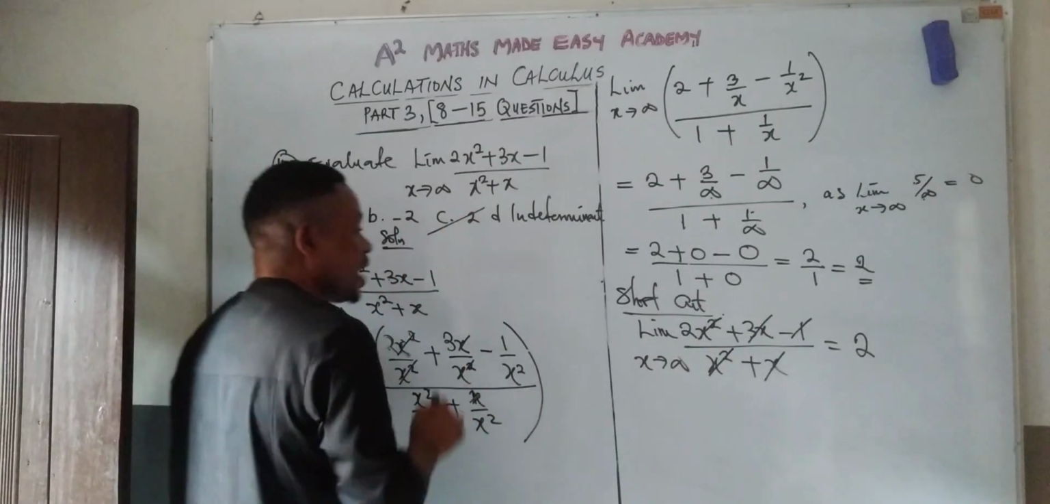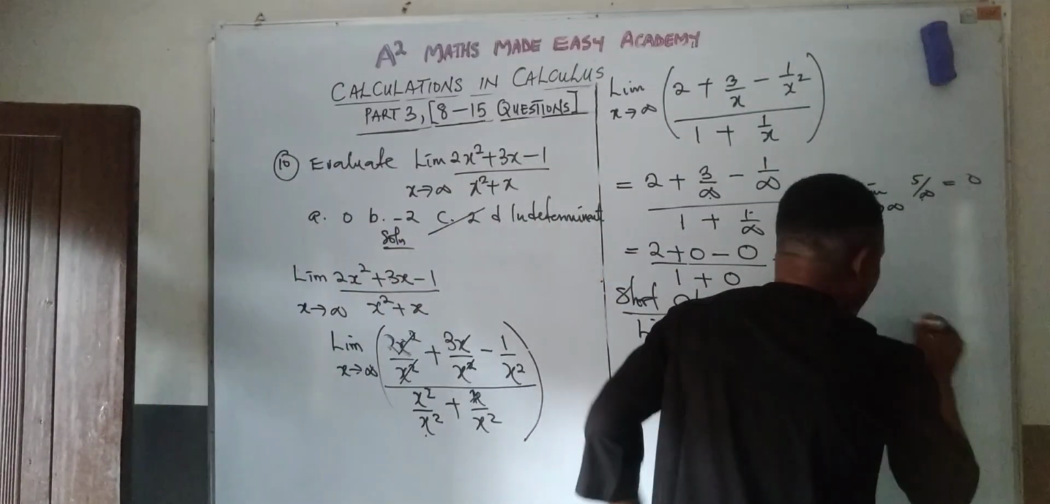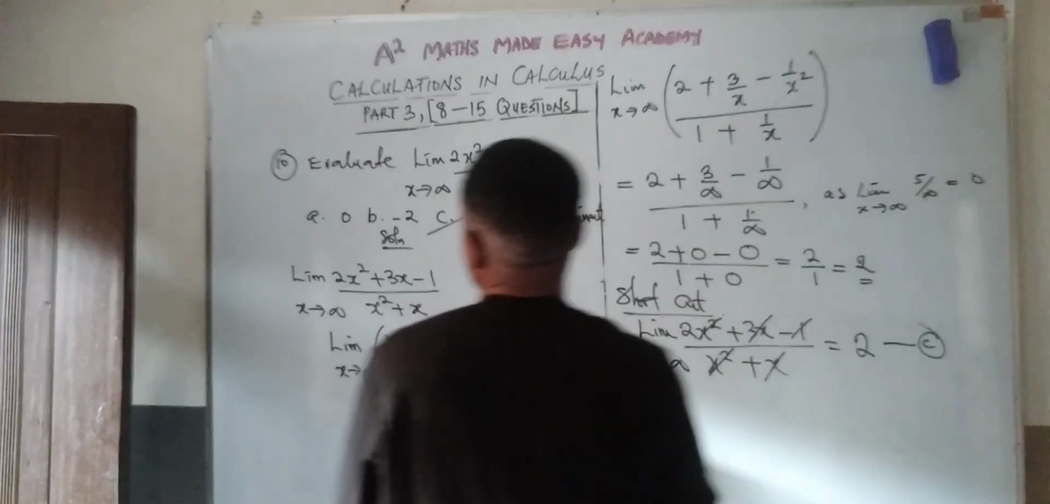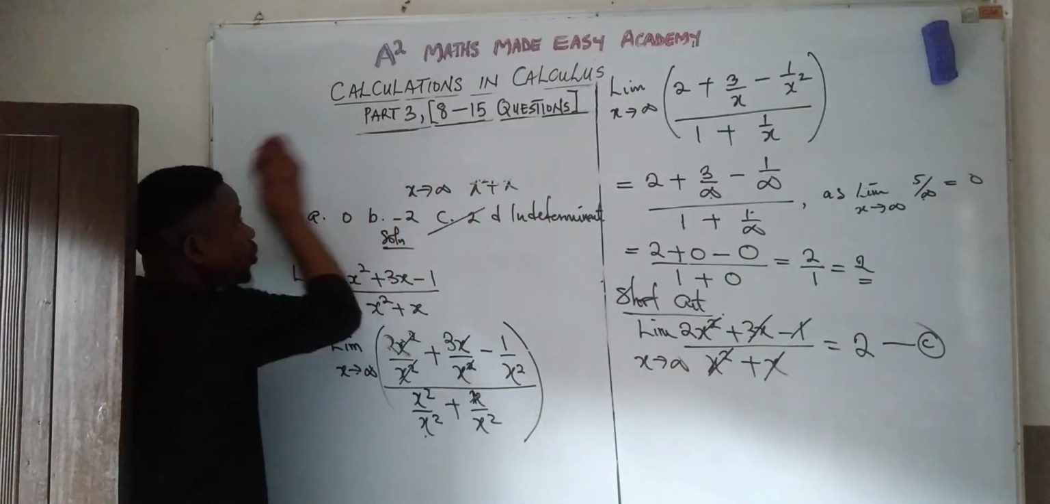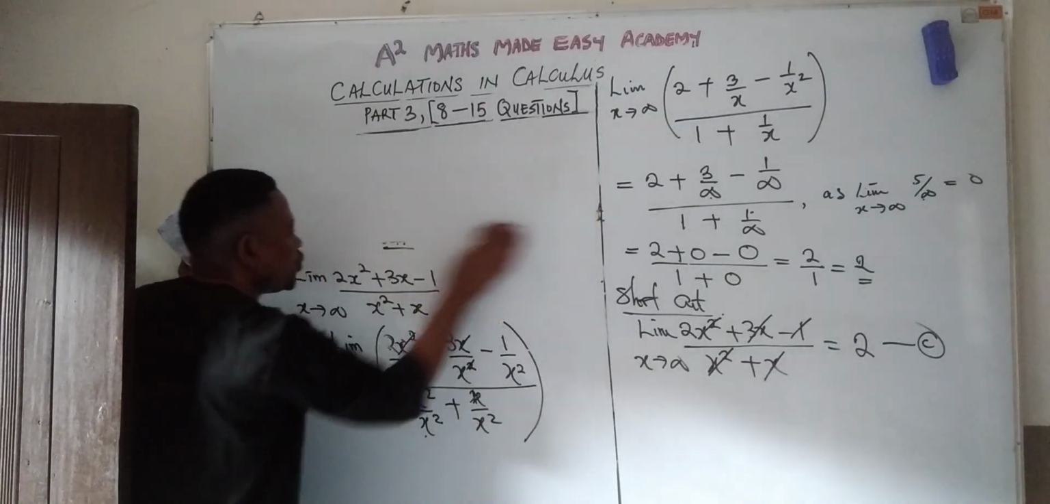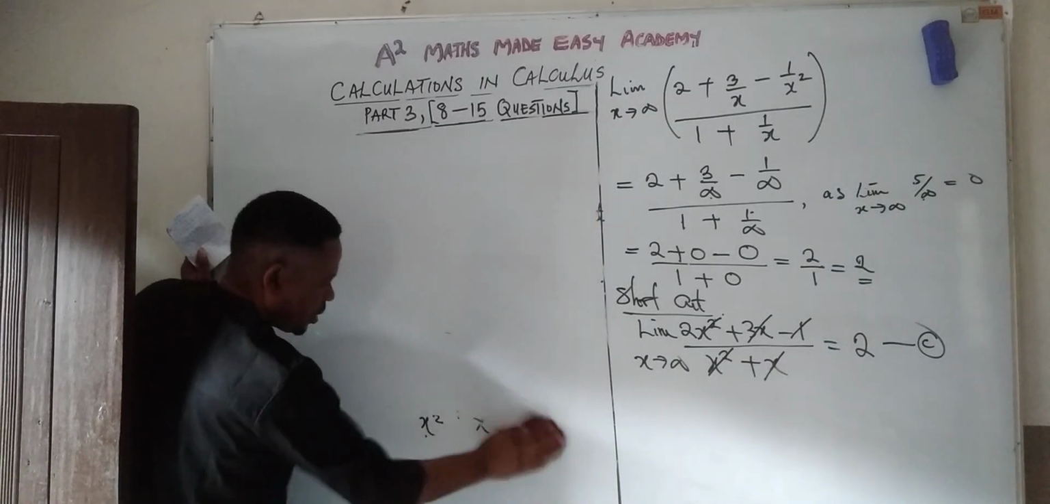Do we have it there? Yes, still option C. Have I made myself clear? Now, this is question number 10. That is how to solve limit to infinity. Let's move to question number 11.